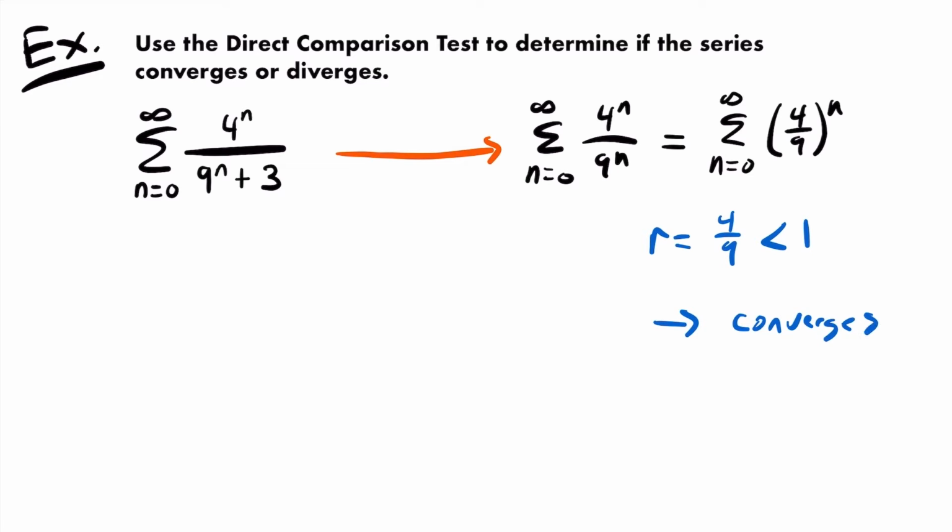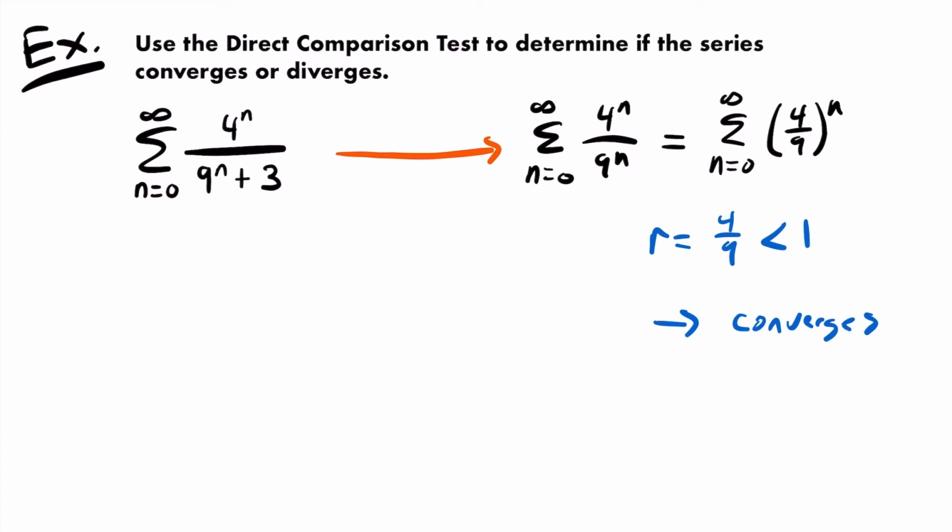Okay, and so since we have found a series to compare our original series to that converges, what we want to show now is that this series is greater than this series, that we have a larger series that converges compared to a smaller series that we want to show also converges.